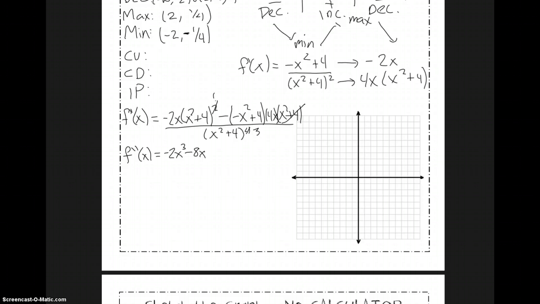And then this x squared plus 4 is gone, so we have a 4x, and the negative we're distributing in, that's going to be a plus 4x to the third. And then that's going to be a minus 16x, all over x squared plus 4 to the third.